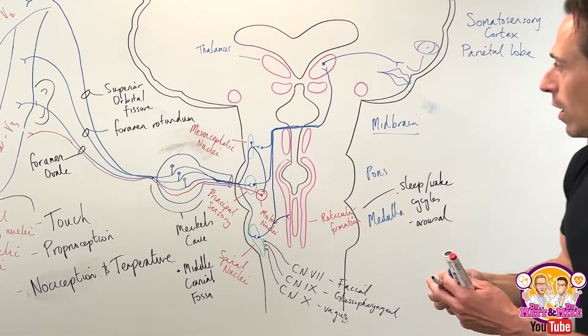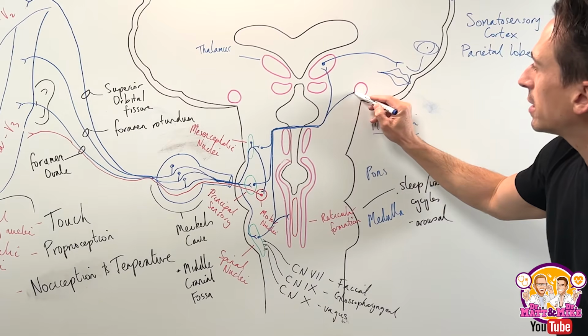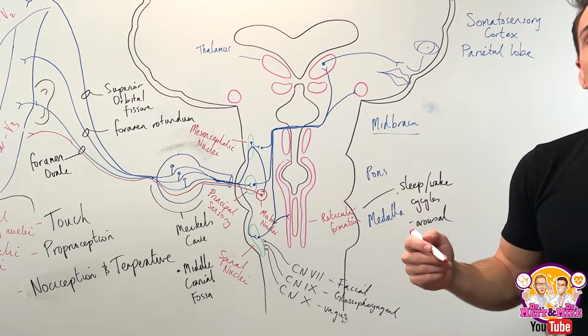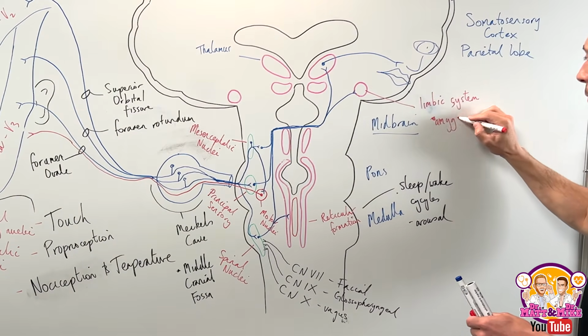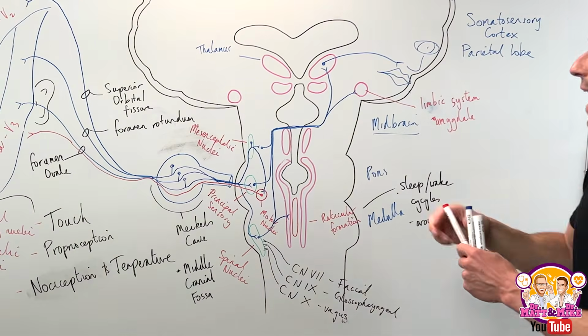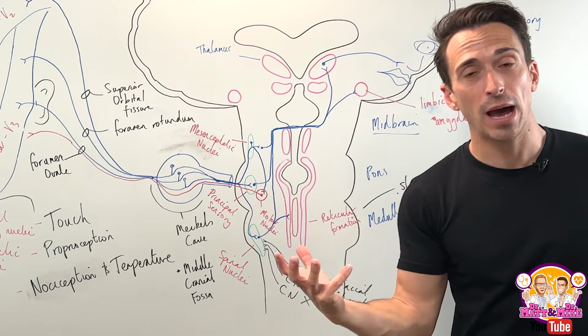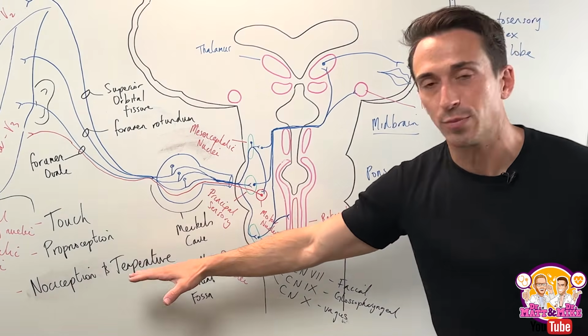What else is happening? Well, signals are being sent to that of the limbic system. This here is part of the limbic system, specifically the amygdala. And the amygdala allows for us to experience the emotional effect of pain. We now have some sort of emotional experience tied to this nociceptive signal.